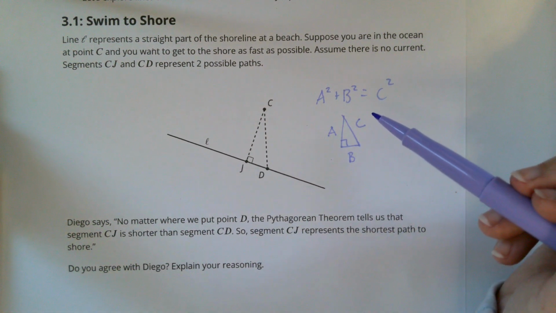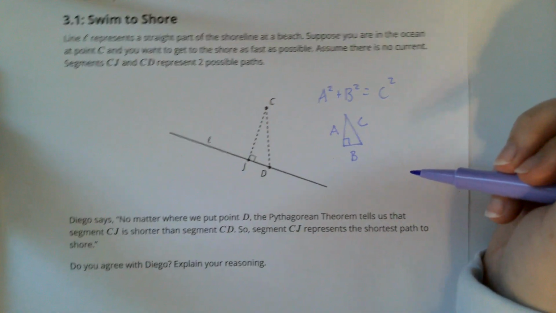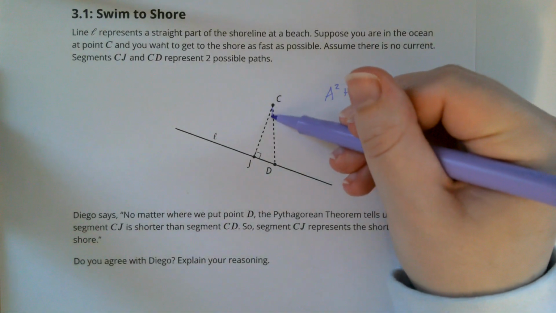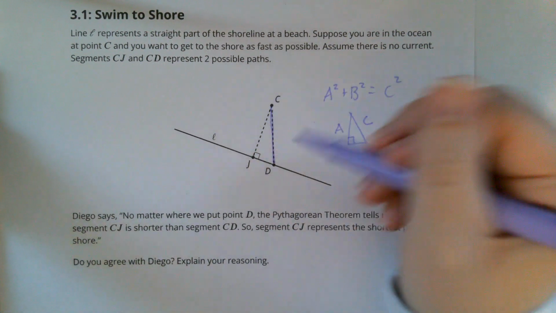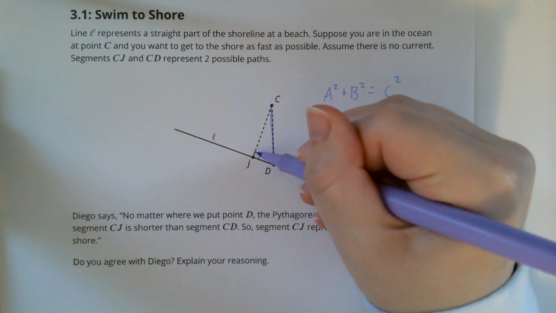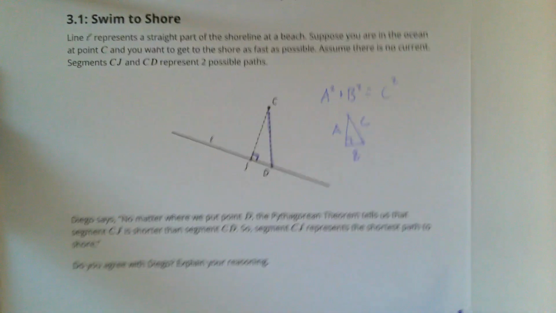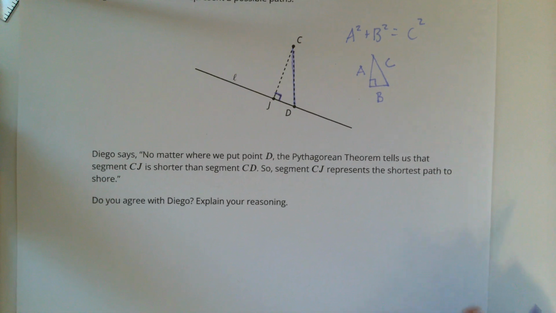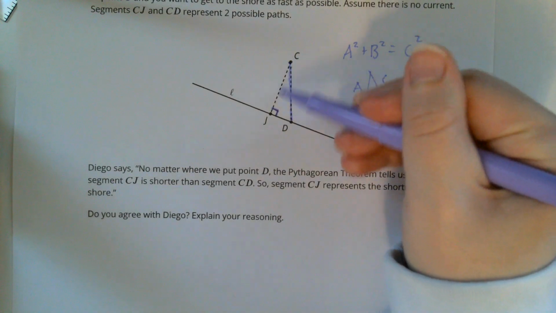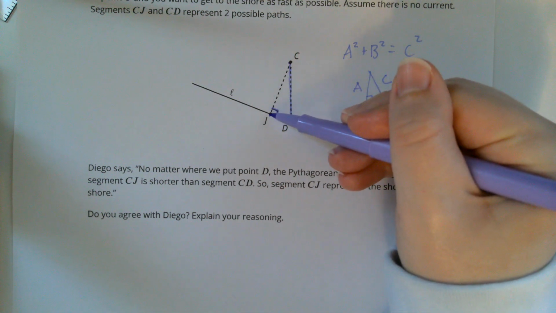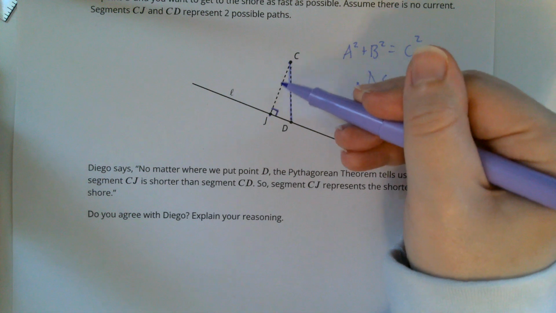So he is correct. The hypotenuse is always going to be the longest side, and this is always going to be the hypotenuse. An important part of this figure is this right angle that's pointed out there. What I want you to gather from this is the shortest path from a point to a line is the path that is perpendicular to the line. So you want to make a right angle.